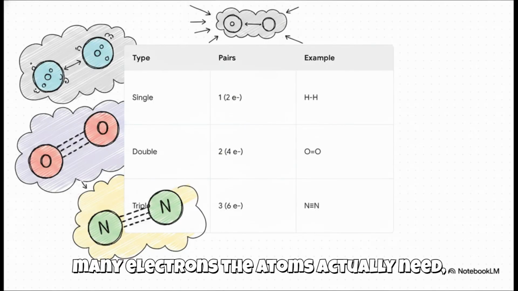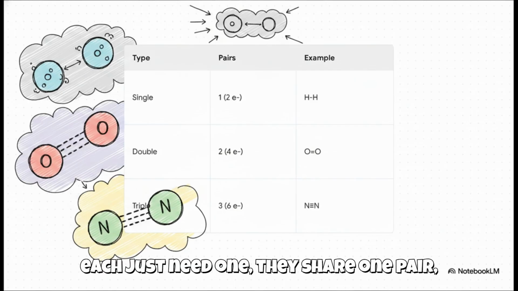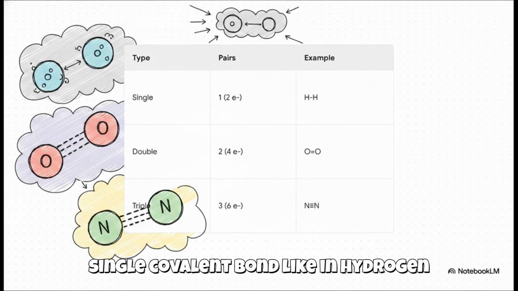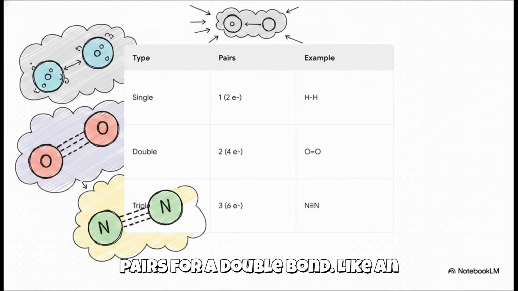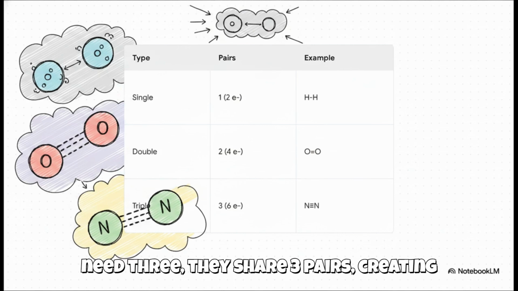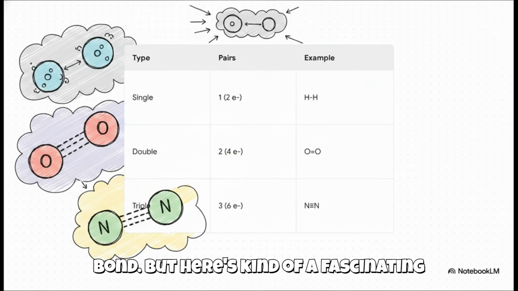Depending on how many electrons the atoms actually need, this partnership can scale up. If they each just need 1, they share 1 pair, which is 2 electrons total, forming a single covalent bond, like in hydrogen gas. If they need 2, they share 2 pairs for a double bond, like in oxygen. And if they're like nitrogen and need 3, they share 3 pairs, creating an incredibly strong triple covalent bond.